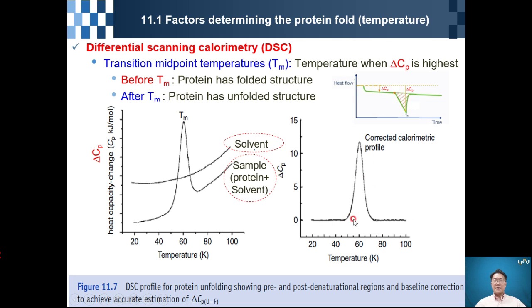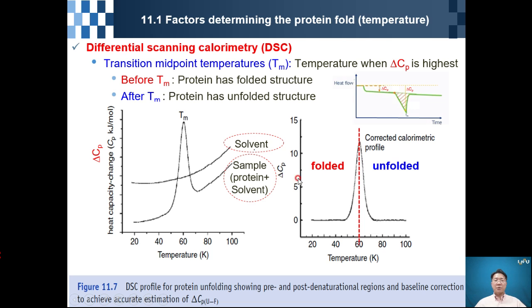Okay, so this is the corrected calorimetry profile. This is the Tm. Tm means the point where delta Cp is highest, and we call it the transition midpoint temperature. Before the Tm, we can predict that the protein has a folded structure, but after Tm, the protein has an unfolded structure.